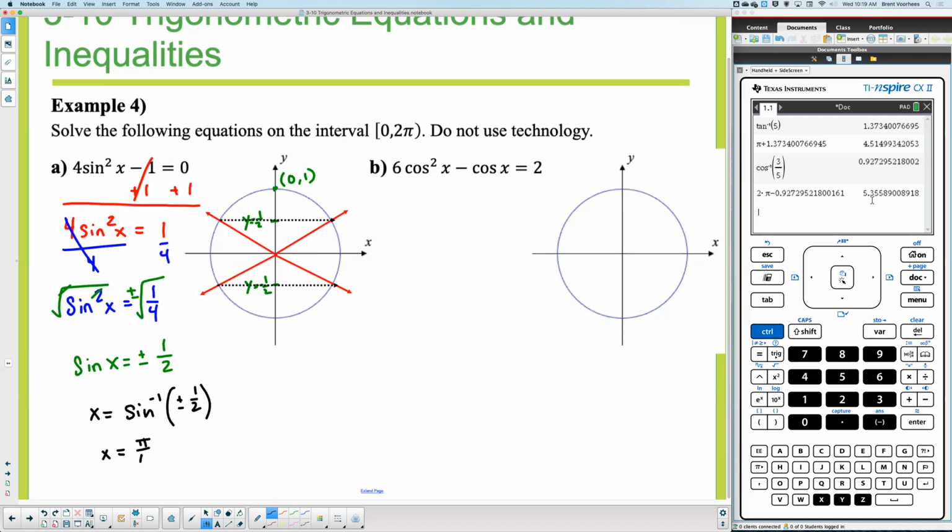Since we're including all four, I know pi over 6 would work. That's this one. What pi over 6 would this be over here? It's almost 1 whole pi. That's right. It's 5 pi over 6. 5 pi over 6 is the one that's almost to 1 pi.